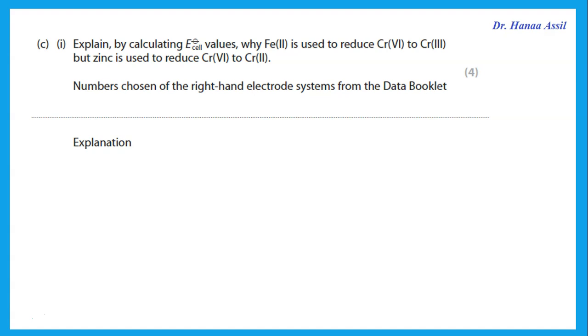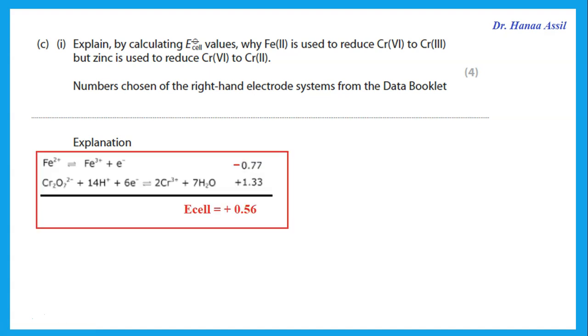Explain by calculating E cell values why iron 2 is used to reduce chromium 6 to chromium 3, but zinc is used to reduce chromium 6 all the way to chromium 2. Now, if we look at the data booklet, we're trying to change chromium 6 to chromium 3 using iron 2. Of course, the data booklet shows the reduction potentials. Here we have oxidation of iron. You invert the equation and invert the sign. So iron 2 going to iron 3 and Cr2O7 2- going to Cr3+.